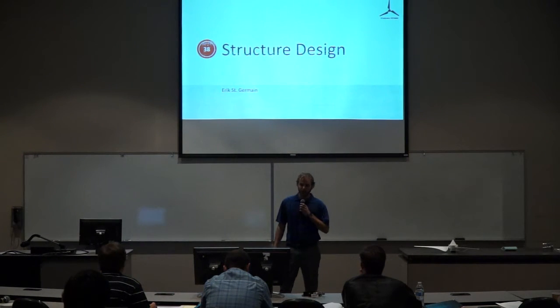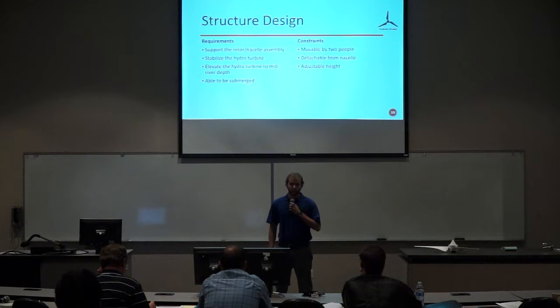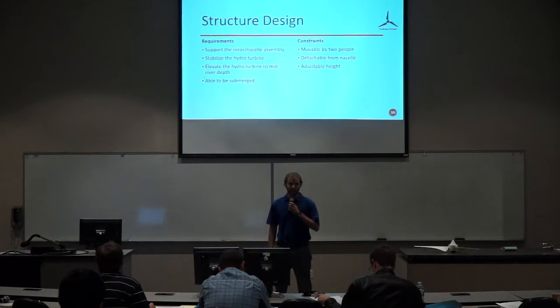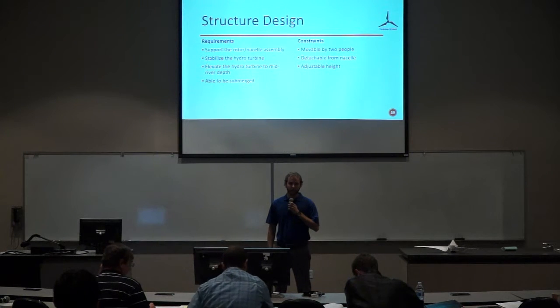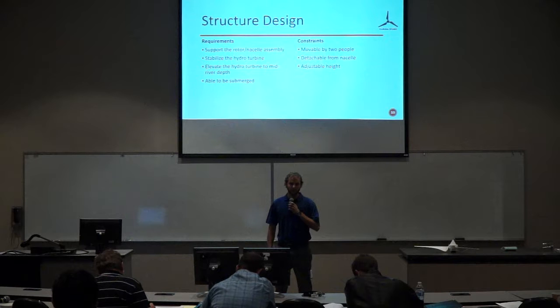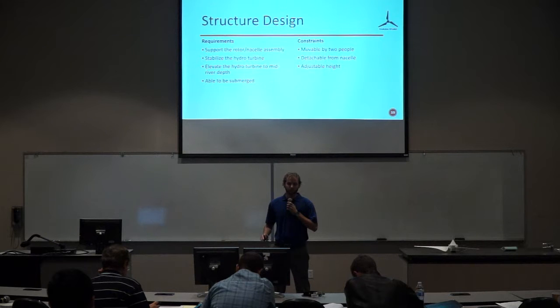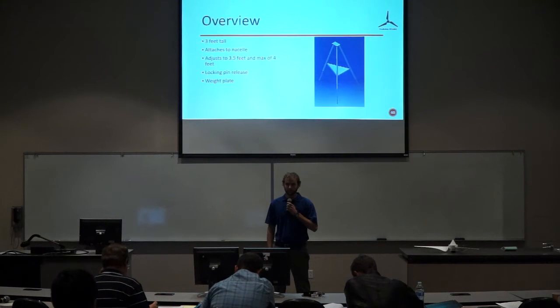Onto the structure design for the hydro turbine. The requirements for the structure is that it needs to support the rotor and nacelle assembly, stabilize the hydro turbine, elevate the hydro turbine to mid-river depth, and be able to be submerged. The constraints for the structure design is it needs to be movable by 2 people, detachable from the nacelle, and have an adjustable height when the river depth changes.